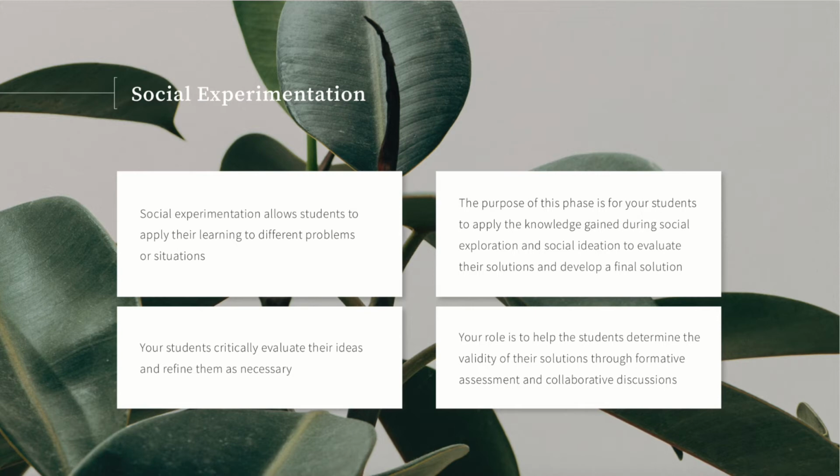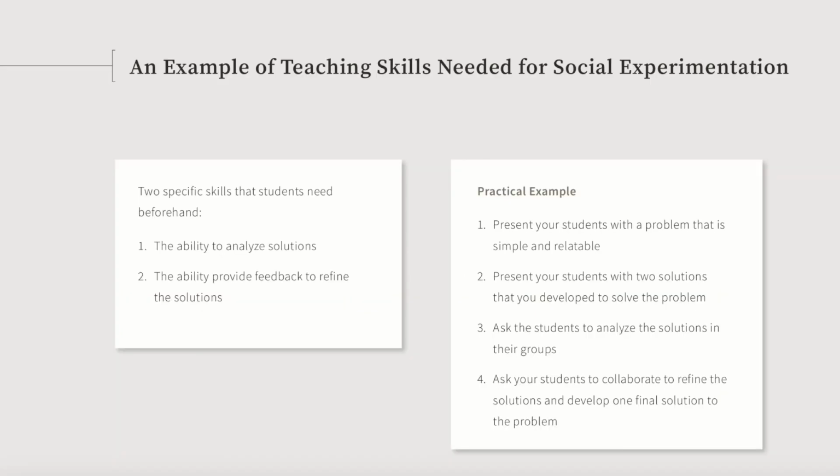In this phase, your students should also focus on their thinking and how they arrived at the solution, not just the answer. You can share and discuss solutions with the class and help students to think critically about their solutions so they can make adjustments before the final solution is submitted. Social experimentation is dependent on your students' ability to analyze solutions and provide feedback to refine the solutions. You will need to teach the students both of these skills.